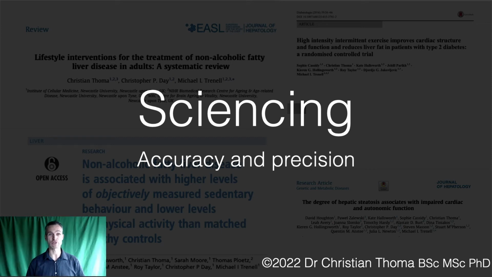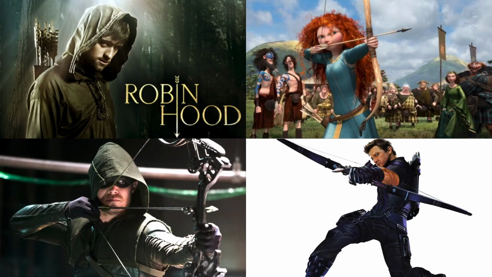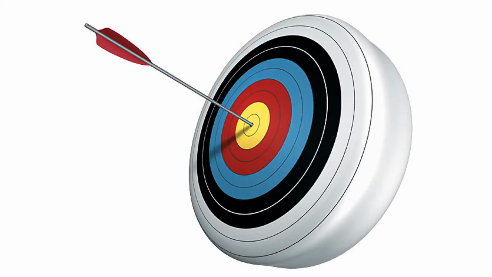Welcome to the series I'm just calling Sciencing, intended to help you to better understand scientific research. This module introduces you to the concept of accuracy and precision in relation to measurements used, say, in studies, but also in clinical practice. Accuracy and precision are easier to remember and understand if you think of them in the context of famous, although fictional, marksmen and women.